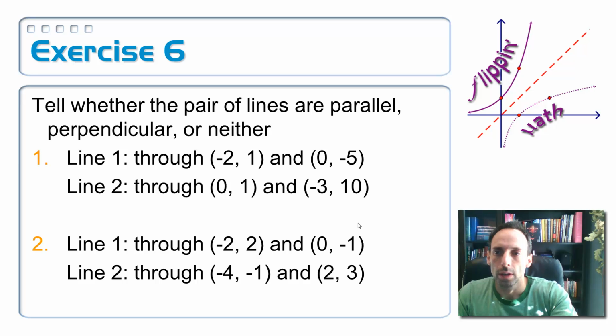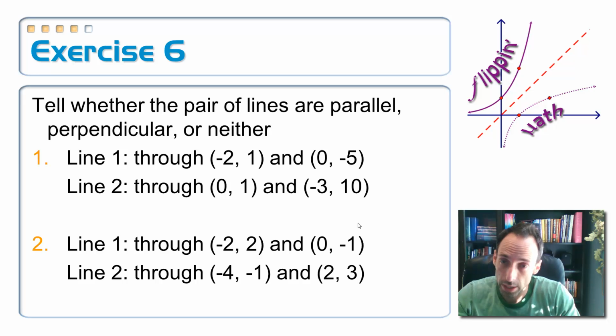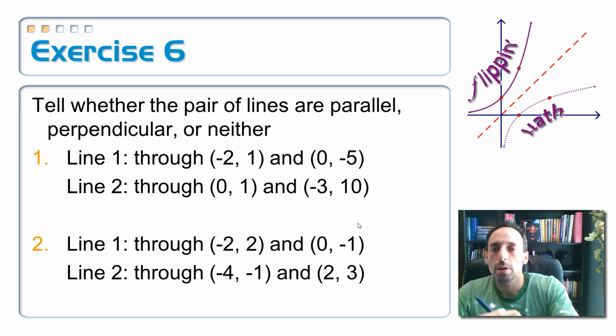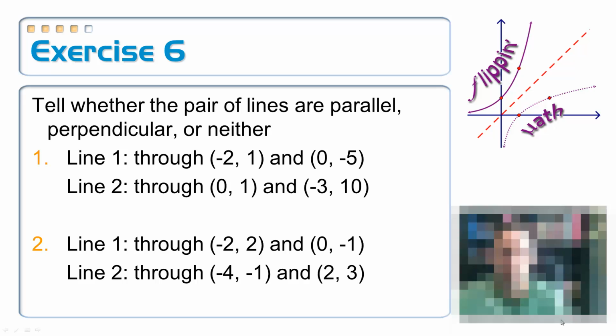So on exercise 6, tell whether the lines are parallel, perpendicular, or neither. If they are parallel, their slopes are going to be the same. If they are perpendicular, they will be negative reciprocals of each other, and they're neither if they're not the same and they're not negative reciprocals. So I want you to pause the video and find the slopes of lines 1 and 2 and see if they're parallel, perpendicular, or neither.